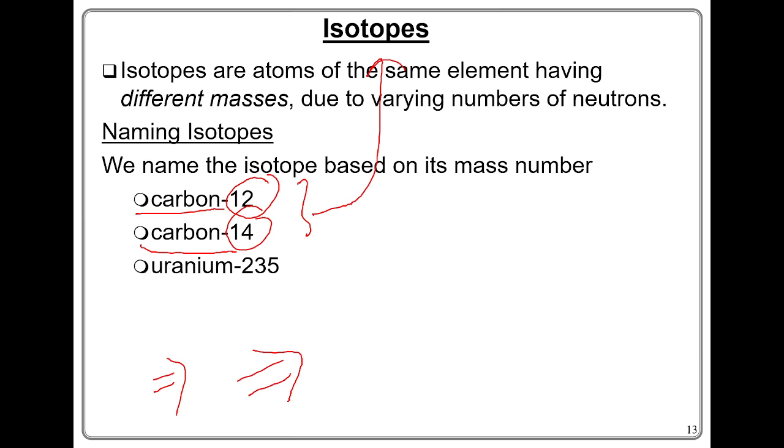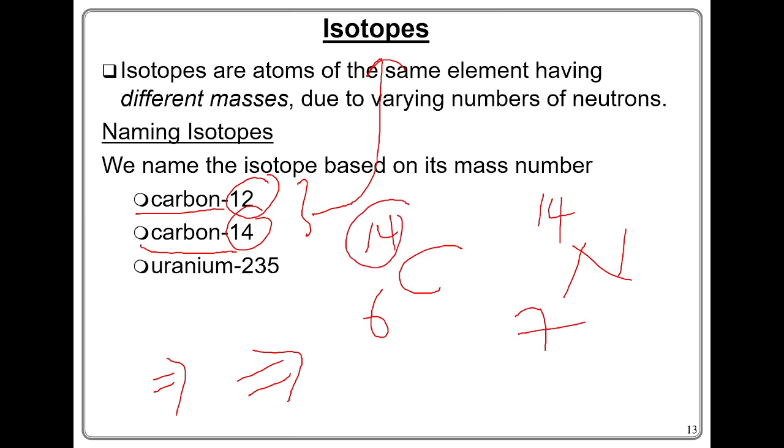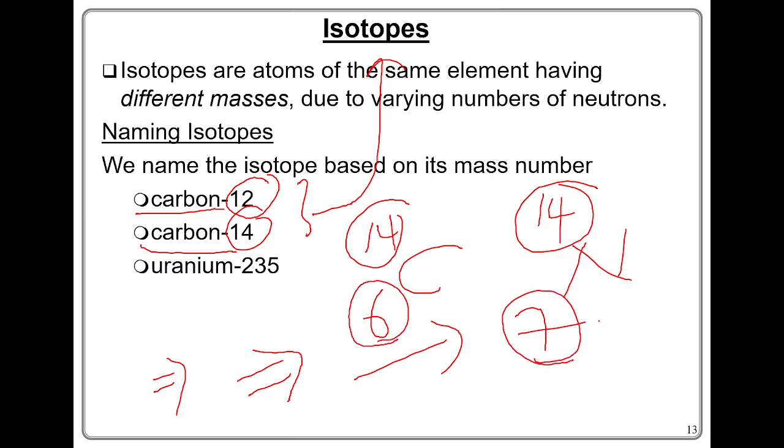For example, you can have carbon 14 with atomic number 6, and you have nitrogen like this. Now, the mass number here is 14, and here it's 14. This is an isotope of carbon, carbon 14, and this is nitrogen. This is carbon because the atomic number is 6, and this is nitrogen because the atomic number is 7. Element number 7 is nitrogen, and element number 6 is carbon. So it doesn't matter what mass you get there.